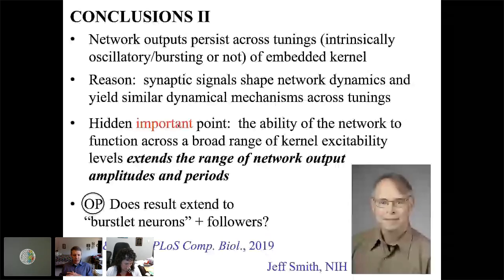So now putting these two works together is for the future. Once we have the preBötC actually updated to have the sort of burstlet neurons and the followers, how much of this embedding result will carry over, that's to be determined.